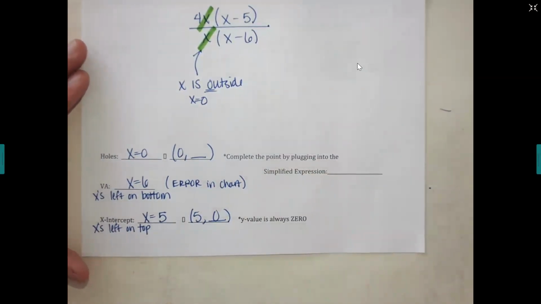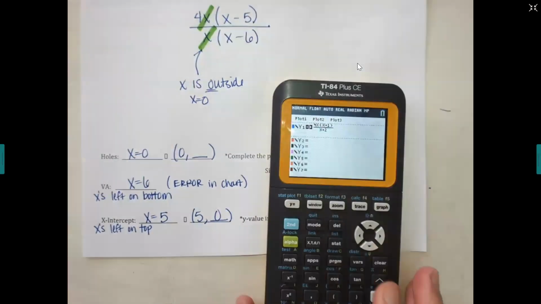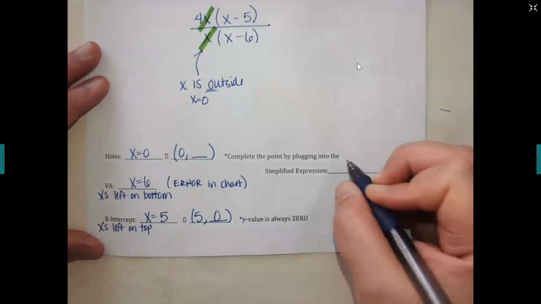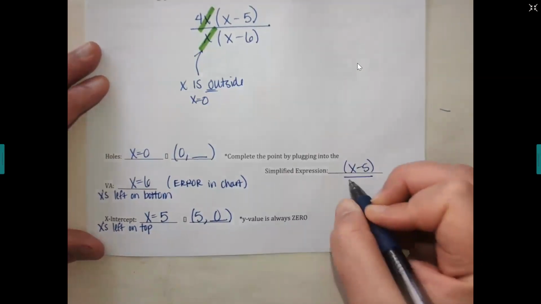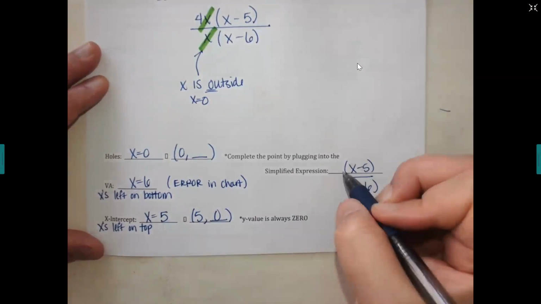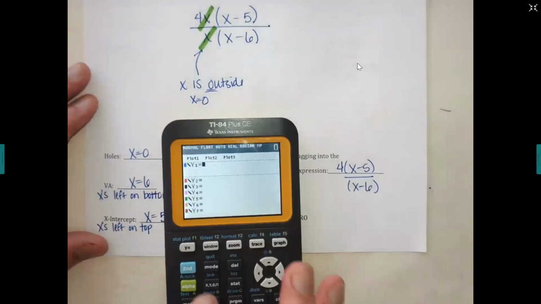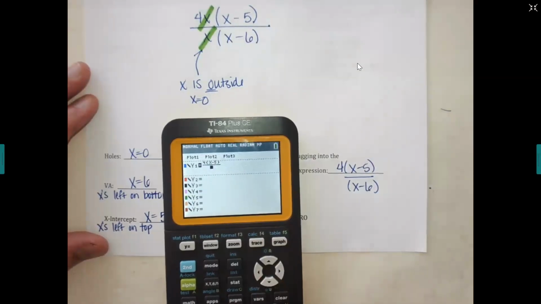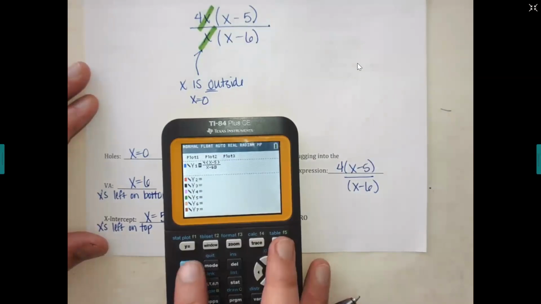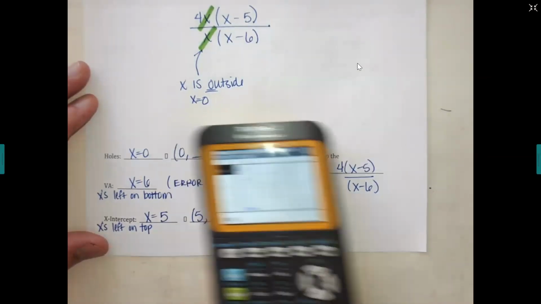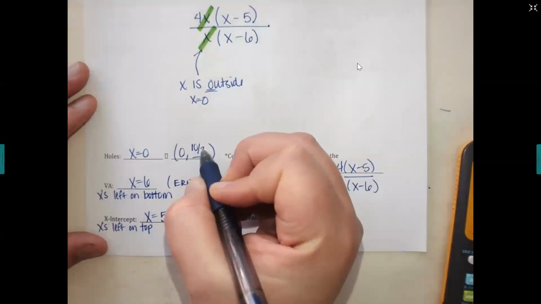Okay, then to finish out your hole, you're going to need to type in your equation and then look up the y value. So go to y equals here. I'm going to type in x minus 5 over x minus 6. Is that correct? Good. We need that 4. Okay, type it in and then look up your y value. So it'll be a 4 in the front, x minus 5, and then x minus 6 on bottom. Okay, so 0's partner for me came out to be 10/3.